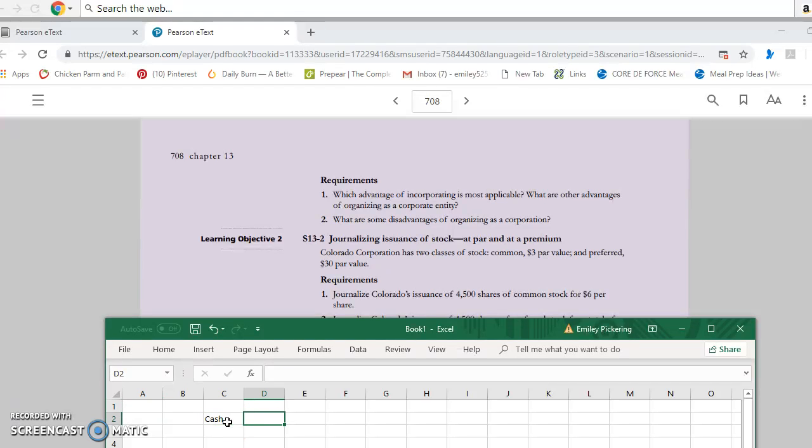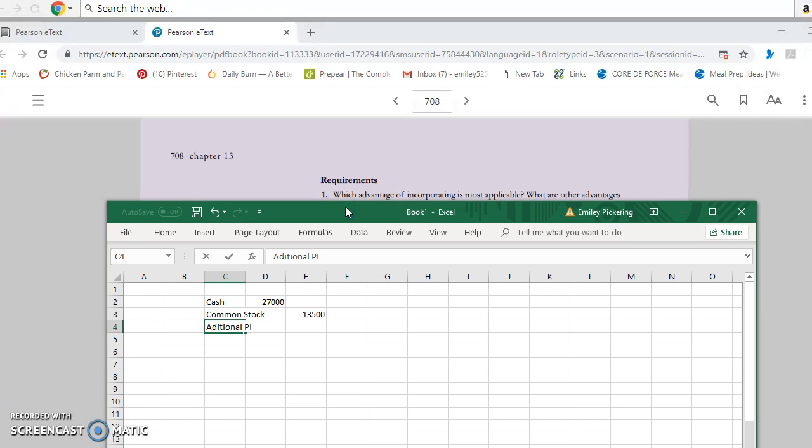What I want to do first is figure out how much in cash I'm getting. So if I issued 4,500 shares at $6 a share, I'm getting $27,000 in cash. My common stock would be the 4,500 times my par value. And then we have additional paid-in capital, and that's just going to be the difference. So I have additional paid-in capital of $13,500 as well.